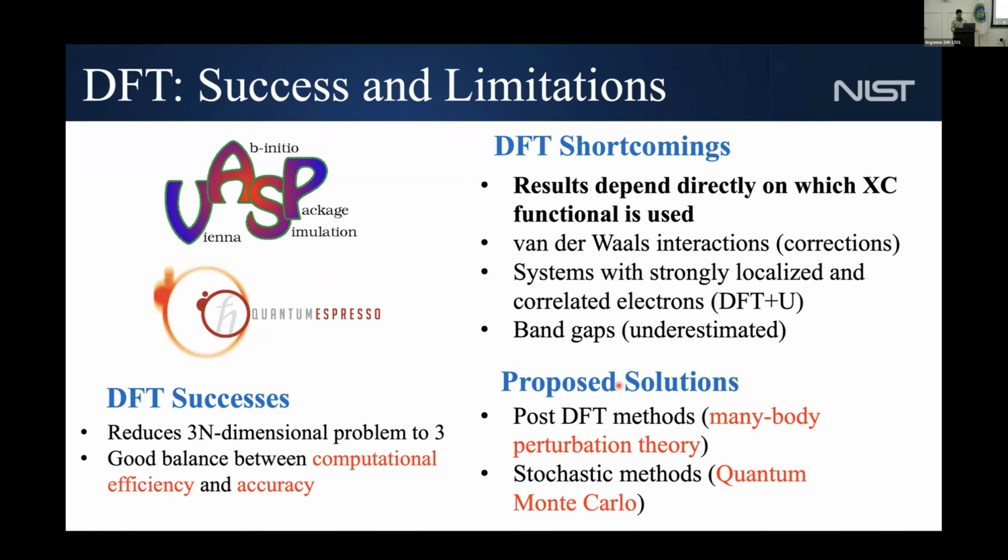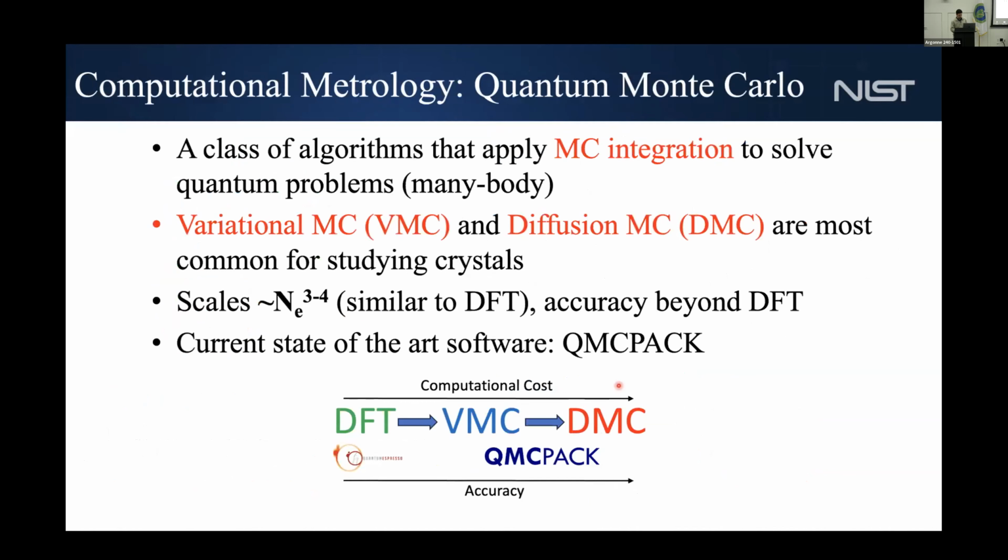Some of the proposed solutions are to use post-DFT methods like many-body perturbation theory or stochastic methods like quantum Monte Carlo. I don't think quantum Monte Carlo needs much of an introduction, but I'll talk about the specific forms of QMC that we are using. We are using a combination of DFT, variational Monte Carlo, and diffusion Monte Carlo to study two-dimensional crystals. Although it's more computationally intensive, a lot of simulations are needed to achieve our answer. The scaling is pretty nice with the system size, thanks to the current state-of-the-art software, QMCPACK, and all of the developers and their assistants as well.